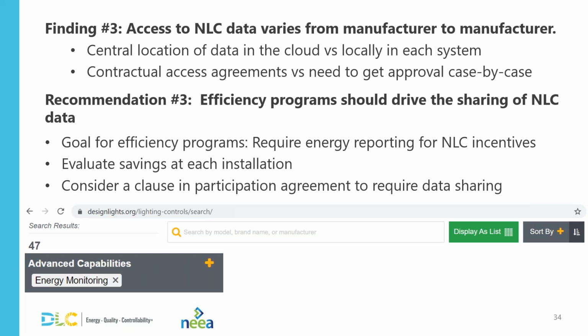As you can see from this screenshot of the NLC QPL, 47 out of 51 systems listed have energy monitoring capability. With this capability becoming ubiquitous in NLCs, program administrators must strongly consider making energy reporting a requirement for NLC incentives. And this collected data must be actively used to evaluate savings on a per project basis. Energy efficiency programs for NLCs should consider including clauses in their customer participation agreements that authorize the sharing of anonymized data.